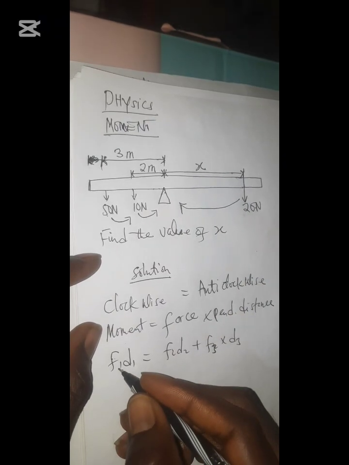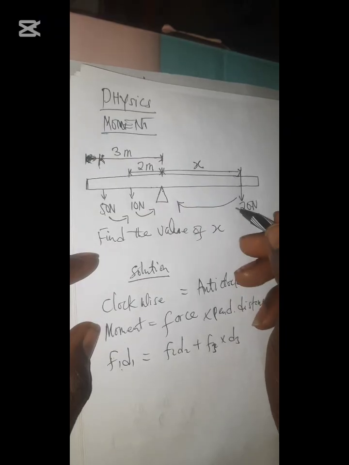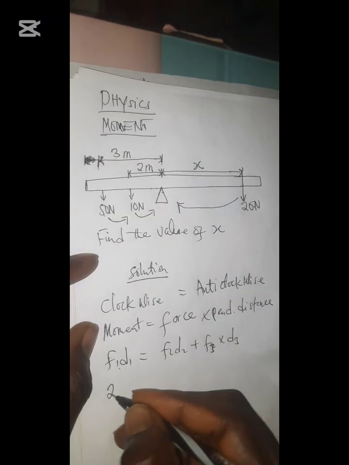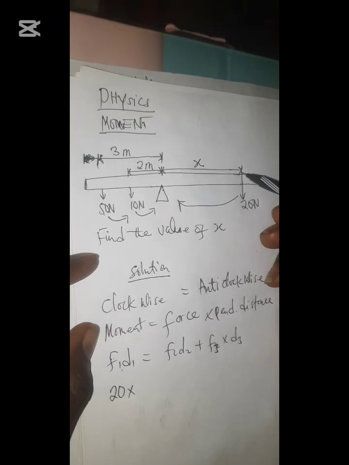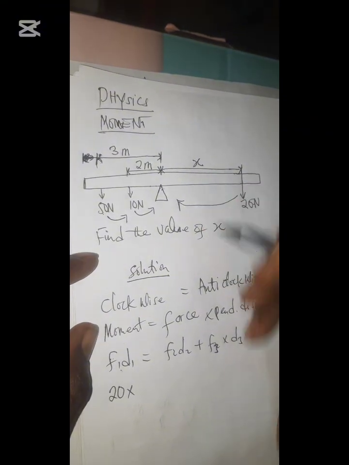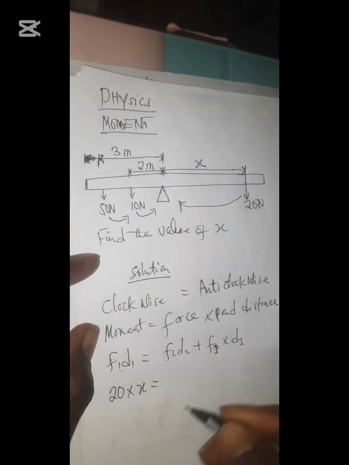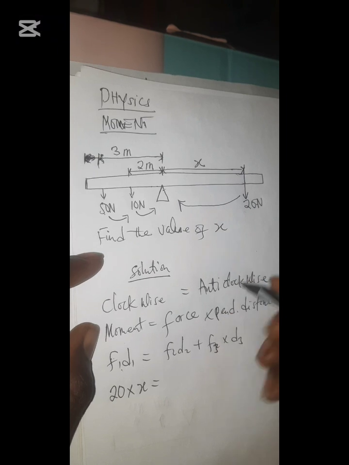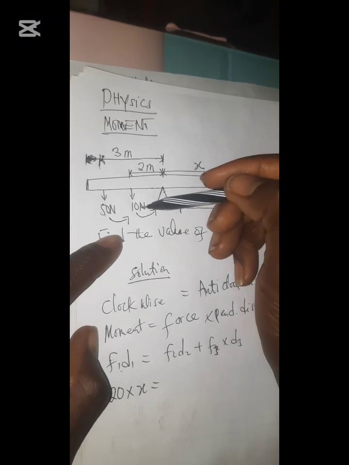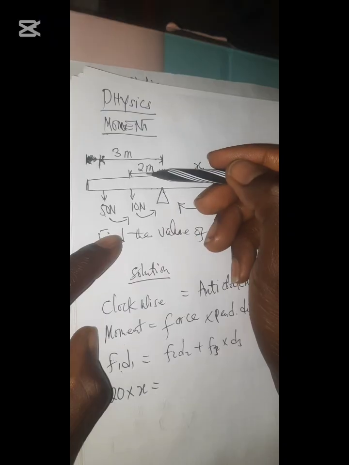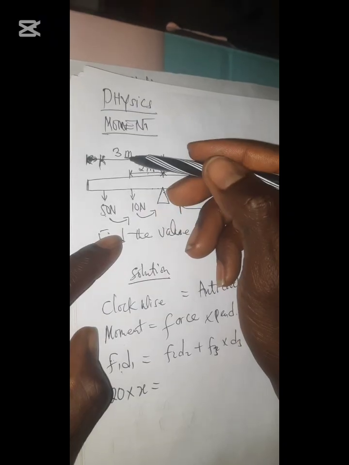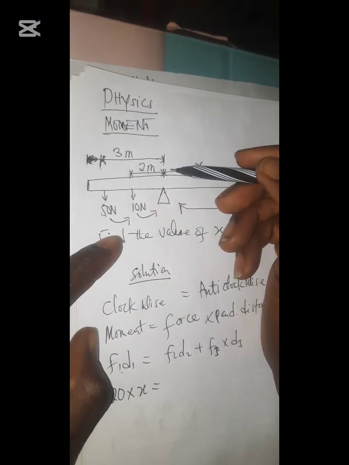Now we move on. F1, the force acting clockwise, is 20 Newton times its distance. The distance from this 20 Newton to the pivot is x. Its distance x is equal to the anti-clockwise, which is this: this is our F1, this is our F2 with D2, and this is our F3 with its perpendicular distance D3.